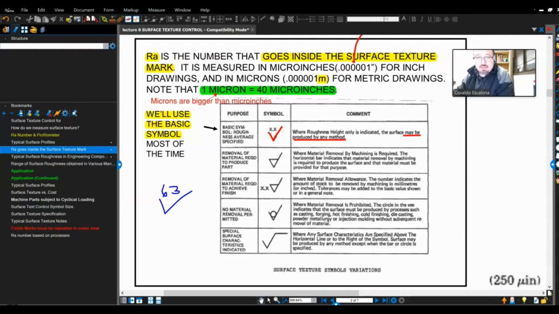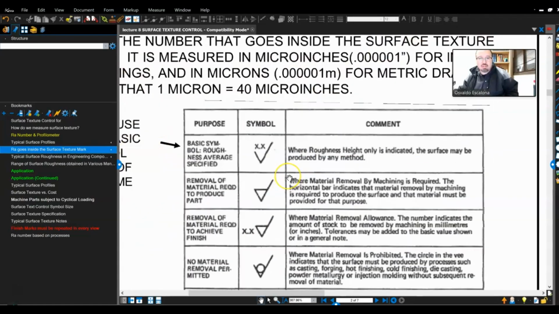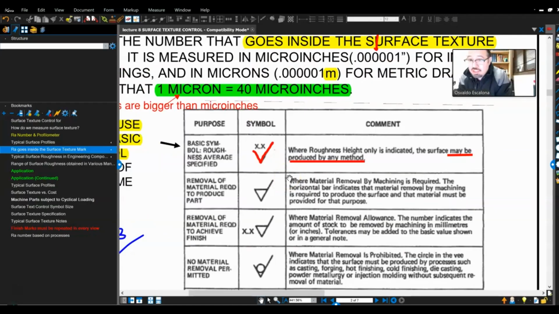For example, oh, by the way, before I do that, why do we only put a check mark? You will notice here on the bottom, there are other things going on. There is a circle, there is a number on the left side, one that looks like a triangle, and the only one that we usually use is the first one. Use a check mark. Let me read why. The basic symbol, roughness average specified, is the one that we usually use. And why? It is where the roughness height is only indicated. The surface may be produced by any method.